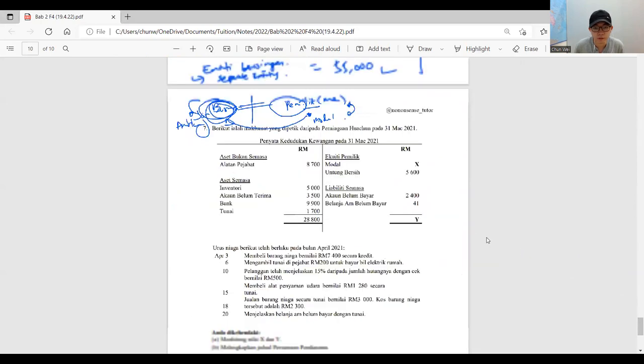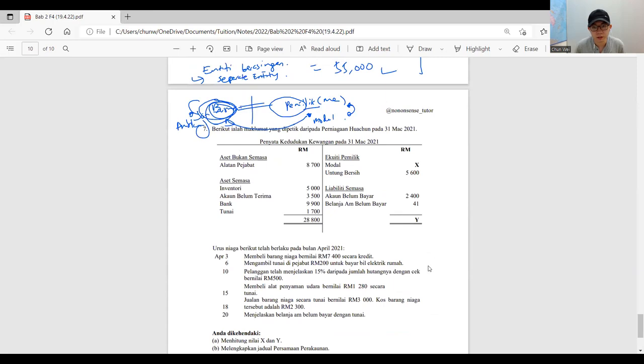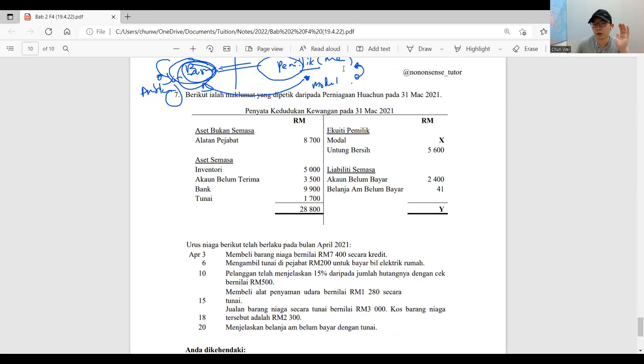Right, question seven. And question seven, okay, firstly, you have to hitung nilai X and Y. After that, we have to do the jadual persamaan perakaunan. And lastly, we have to do the penyata kedudukan kewangan. All right, so firstly, let's kirakan what is the amount for X and Y.